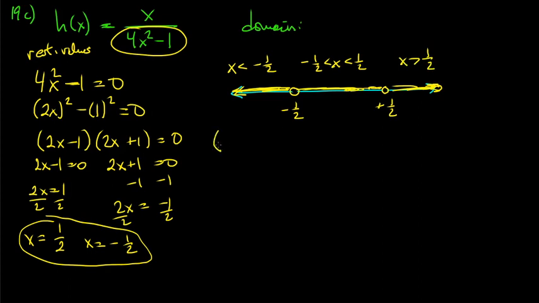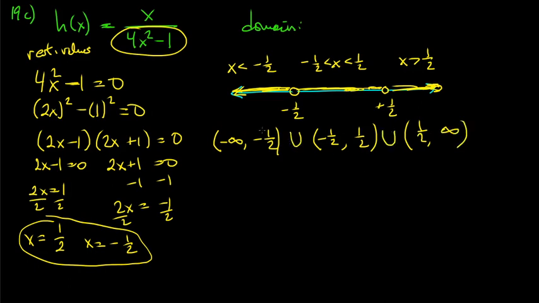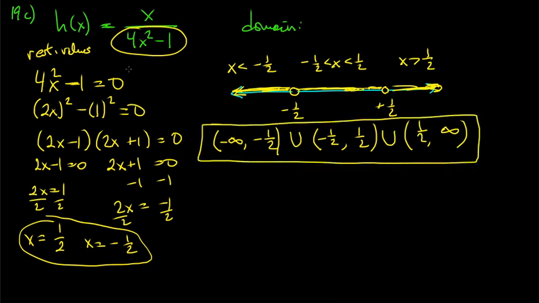So in interval notation, you're going from negative infinity to negative 1/2, and then from negative 1/2 to positive 1/2, and then from positive 1/2 all the way to the right, that's positive infinity. Don't forget your U's for union, and that's the domain for part C.